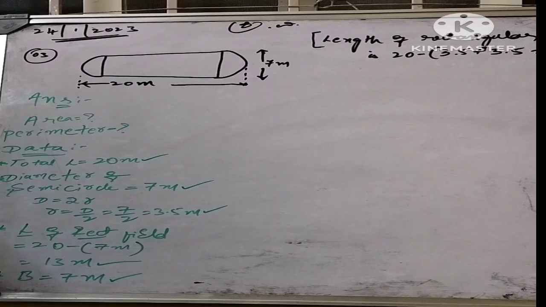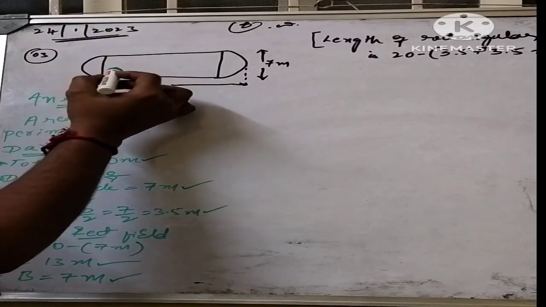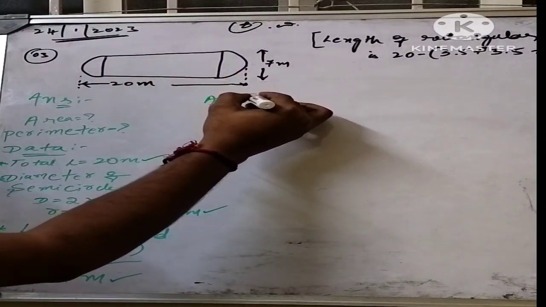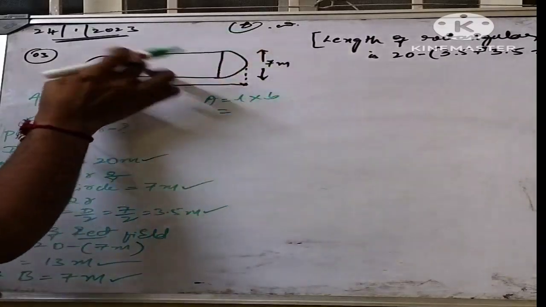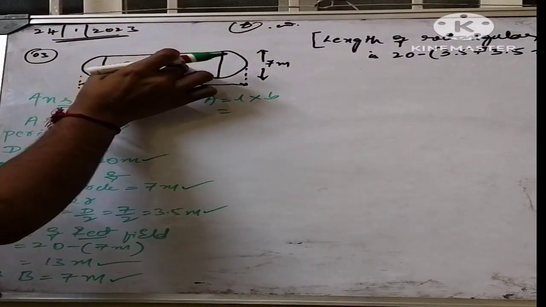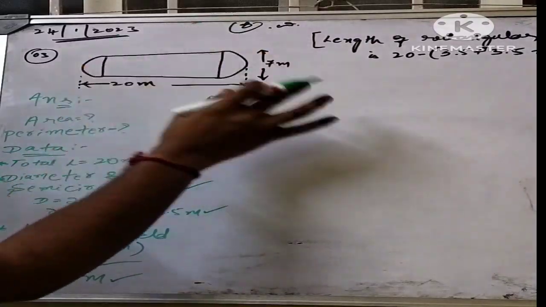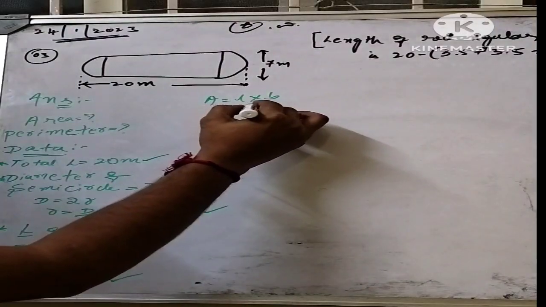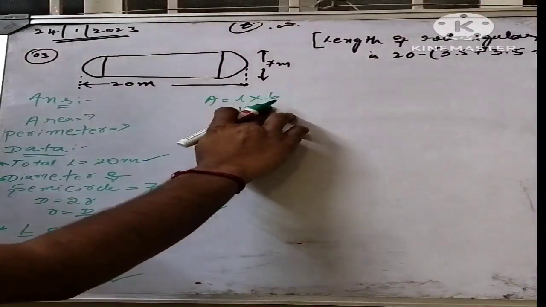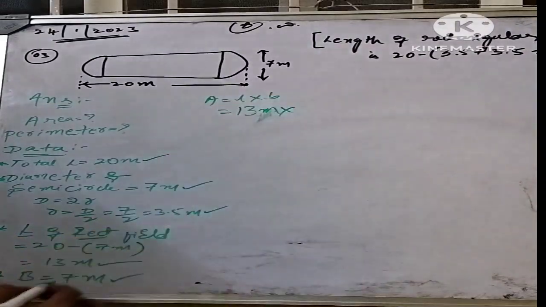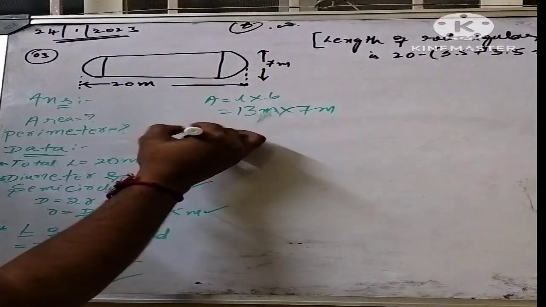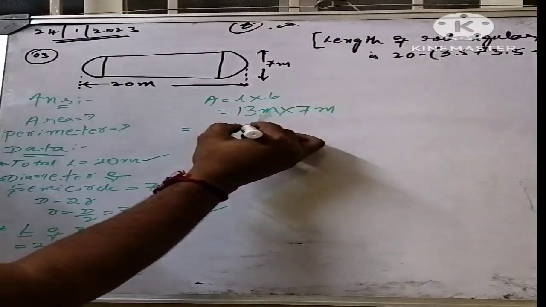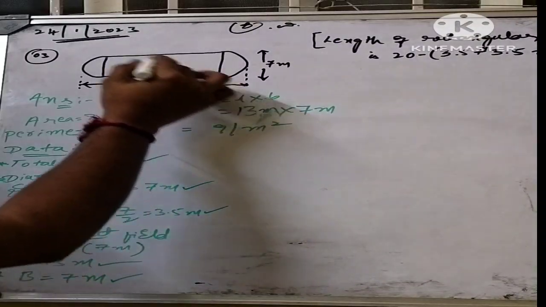Let's first find the area of the rectangular field. Area of the rectangular field is length into breadth. In a square both sides are the same, but here it is a rectangle, so length and breadth are different. The length we have found already, 13 meter, into breadth 7 meter. 13 7s are 91. So 91 meter square is the area of the rectangular field.